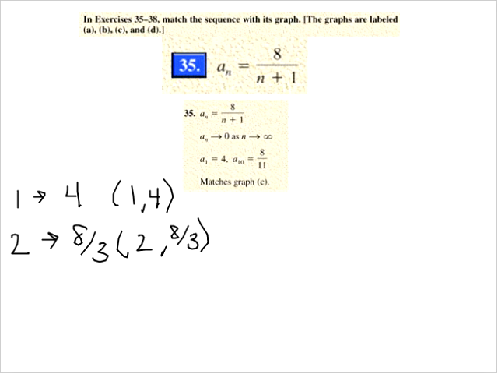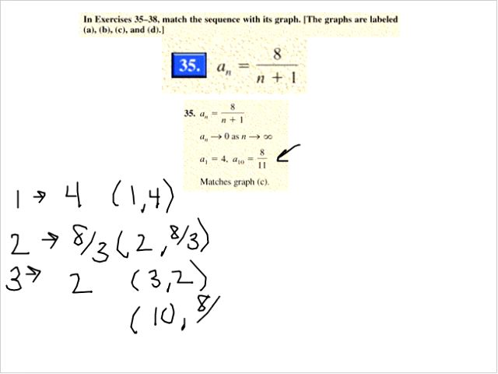It's got to be on my graph. The third term, 8 over 4, is 2. So we should have the point (3, 2). And so forth. We can go all the way up to 10 if we want. That's 8 over 11, so we can have the point (10, 8/11) on there. Once we start plotting those, we know that it matches up with graph C.